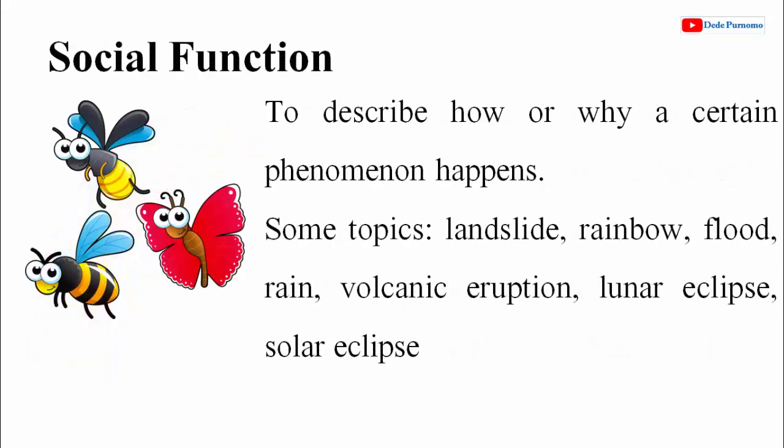Social function: to describe how or why a certain phenomenon happens. Some topics, for example, landslide, rainbow, flood, rain, volcanic eruptions, lunar eclipse, and then solar eclipse.